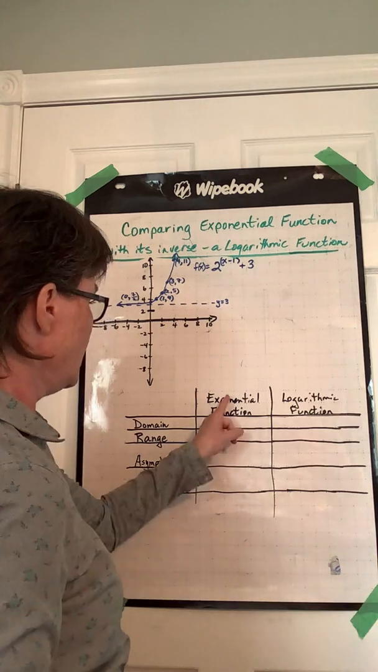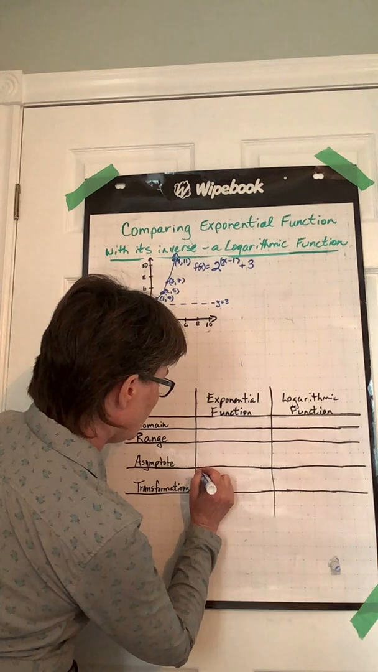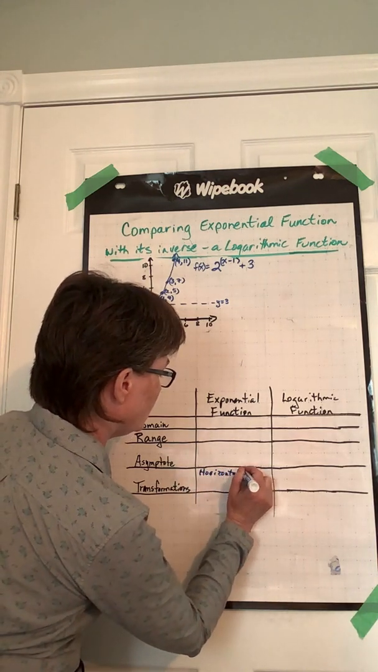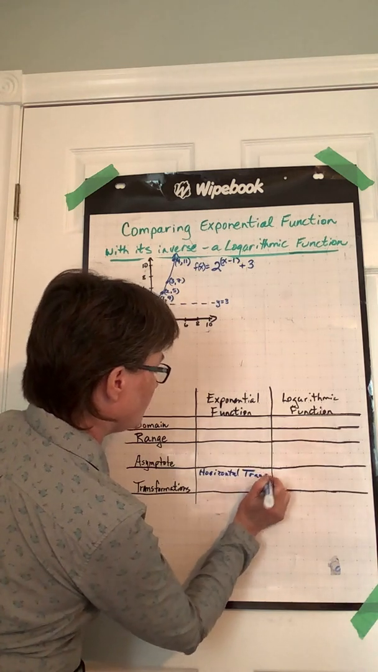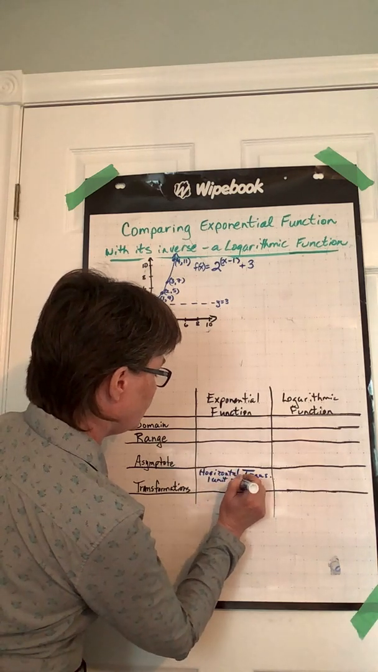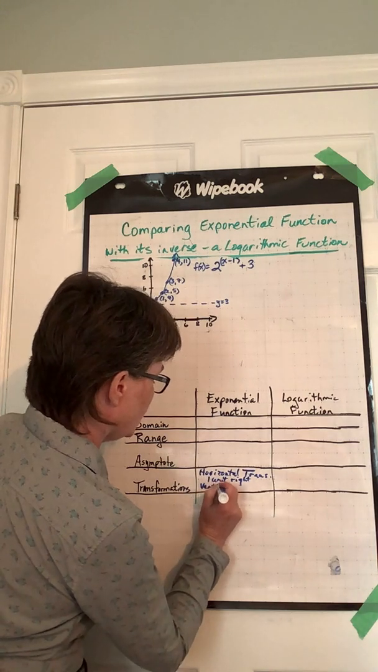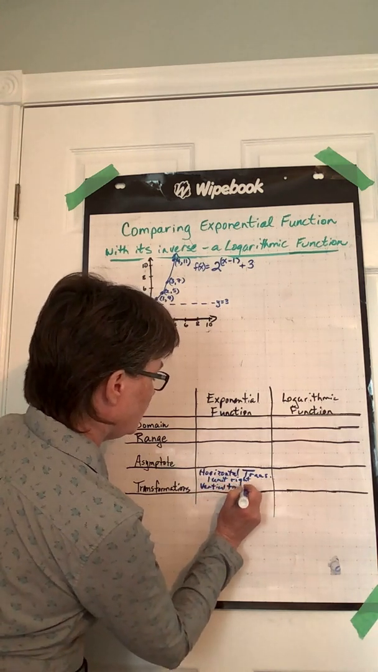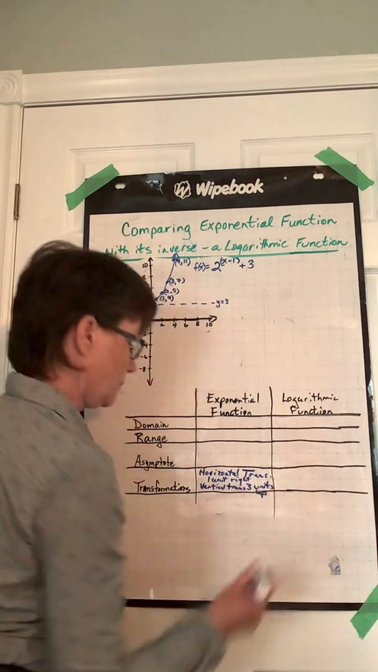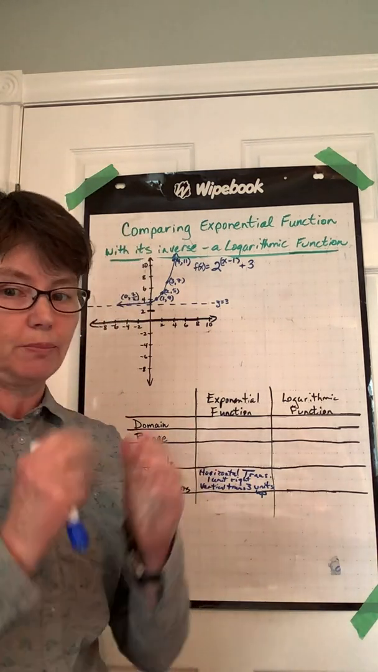Let's go down to our chart. The exponential function has two transformations. We've got a horizontal translation of 1 unit to the right, and we have a vertical translation 3 units up. Those are the transformations compared to f of x equals 2 to the power of x as its base function.